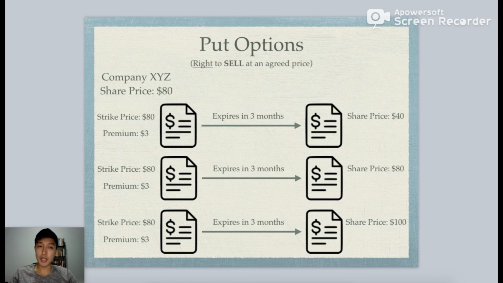Right, so how is it? Did you work it out? Alright, so let's run through this together. Okay, so in the first scenario, you have a strike price of $80, and after 3 months, near expiry, the share price dropped to $40. What is the value of the put contract?